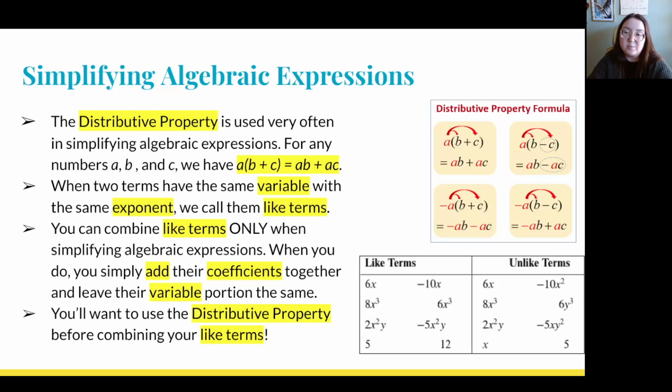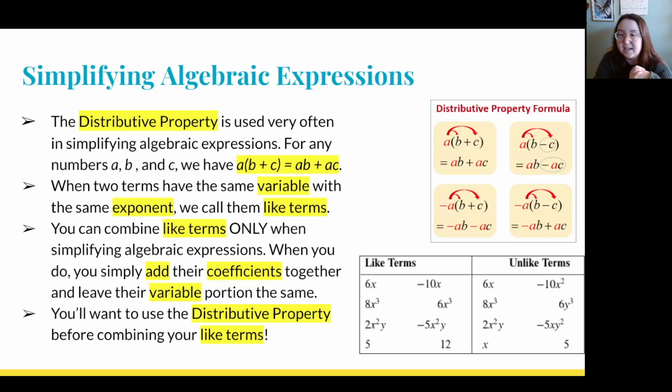And we have 8x cubed and 6x cubed. They both have x, and the x has the exponent of 3. Then we have 2x squared y and negative 5x squared y. Now there are multiple variables in this case and different exponents, but we see that the term still matches. So both still have x squared and a single y. So those are like terms. Then we see 5 and 12. Well, there is no variable, and so those do not have exponents. Those would be combined either with addition or subtraction. Those are considered like terms. Then we can look at the unlike terms as well over there, more to the right.